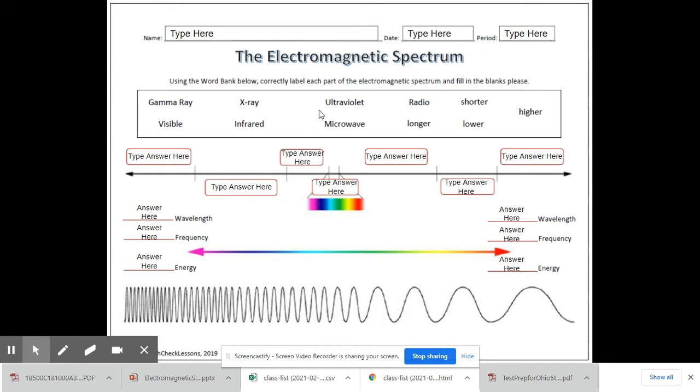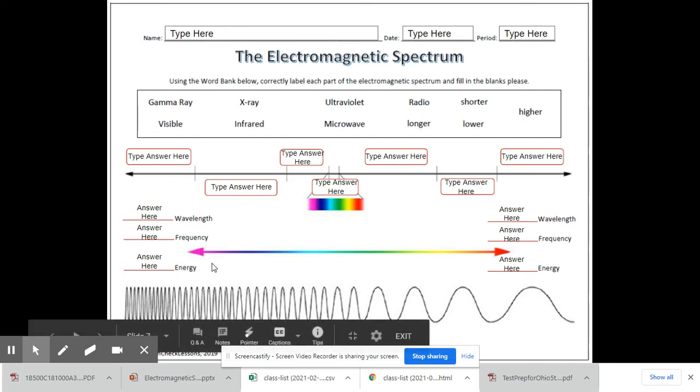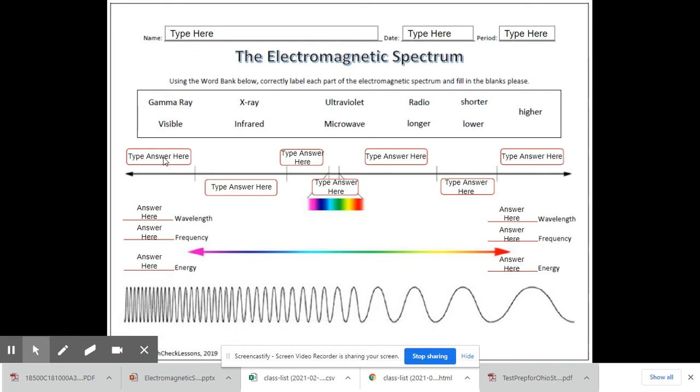Is it UV? Is it microwave, radio, infrared, visible, or X-ray? It's not going to be the words shorter, lower, higher, longer. That's for down here. So up here where it says type answer here, I started you off with gamma ray. Then you have to, in order, put the spectrum in order from most powerful to least.